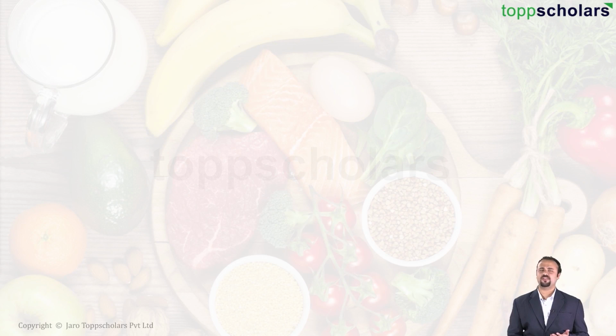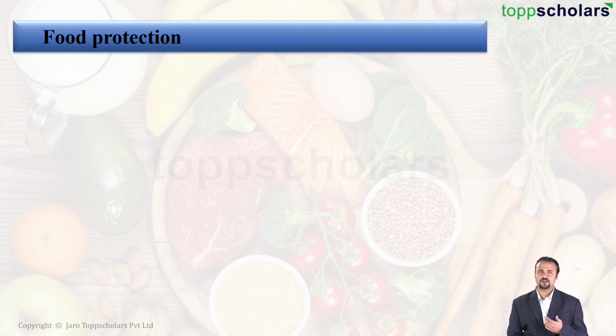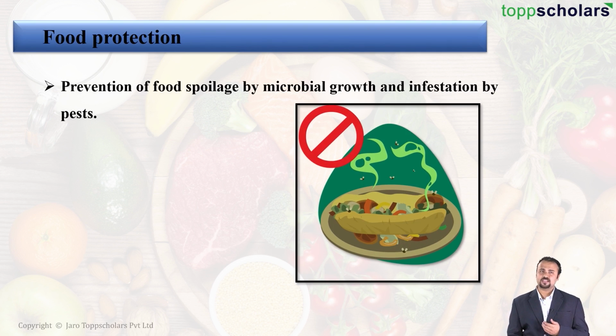Students, today we'll be talking about another very interesting topic, that is preserving food and food safety. So let us begin first with food protection. Simply stating it, students, what is food protection? It is the prevention of food spoilage by microbial growth, like growth of bacteria or fungi, and also preventing infestation by pests like rats, mosquitoes, flies, cockroaches, etc.